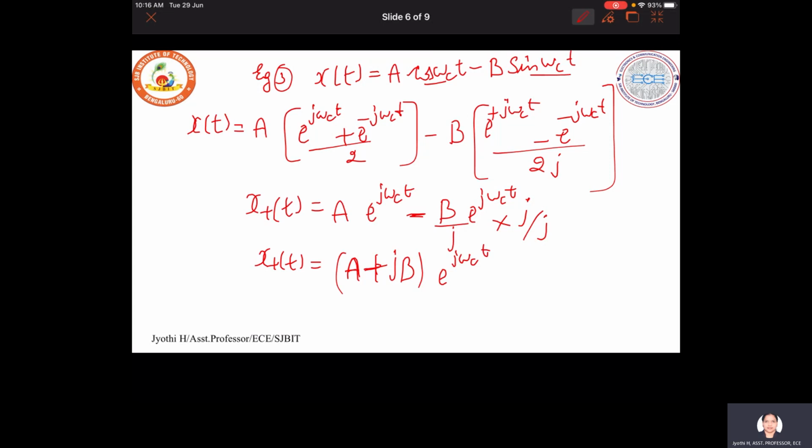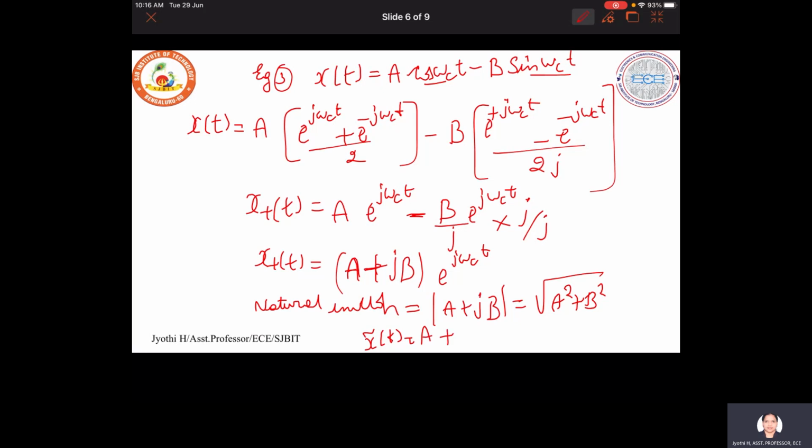Now we have to extract the natural envelope of this. After extracting, the natural envelope of the signal is equal to the magnitude of a plus j times b, that is equal to the square root of a square plus b square. Now x tilde of t is equal to a plus jb.